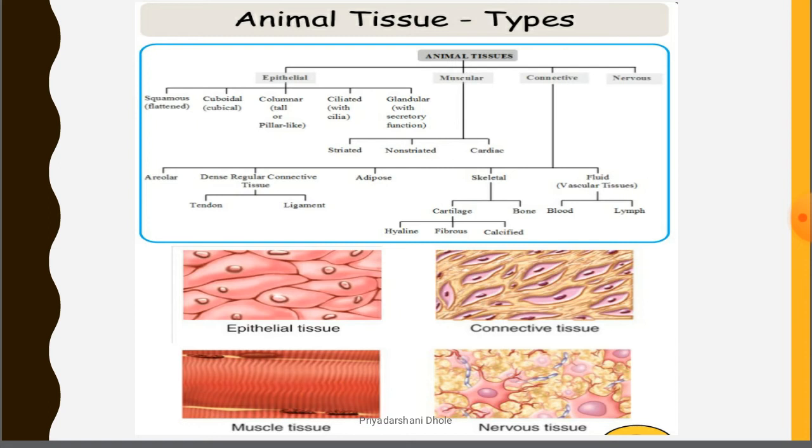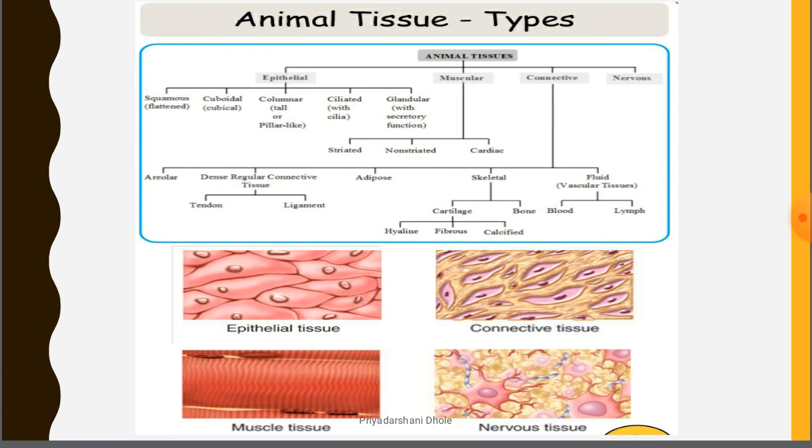Next one is the connective tissue. It is again areolar, dense regular tissue, adipose, skeletal, and fluid. And dense regular connective tissue is again tendon and ligament, and skeletal is again made up of cartilage and bone. And cartilage is again three types: hyaline cartilage, fibrous cartilage, and calcified cartilage. And fluid connective tissue, which is blood and lymph, and the last one is nervous tissue.